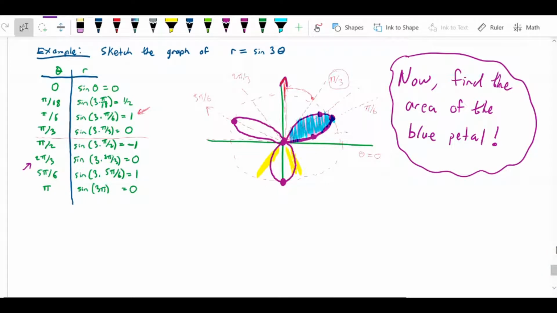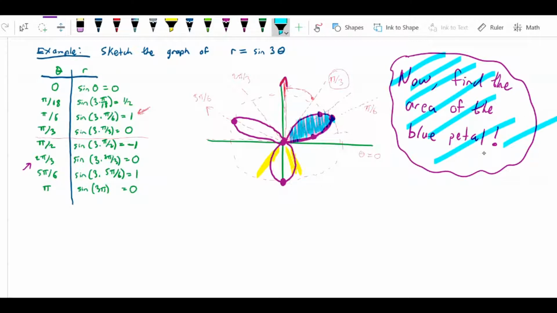So I've put up this example that we did earlier, having to do with a folium. Recall this was the equation r equals sine 3 theta. We saw that this is this kind of three-petaled flower, and we'd gone through the logic as to why that is. So the question, which I've now put up here in this cloud, is: find the area of the blue petal. In other words, let's find the area of one petal of the folium.